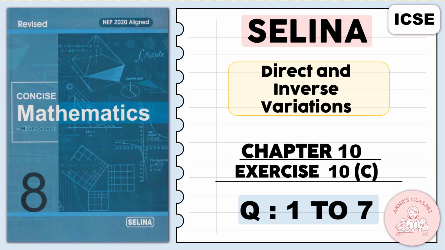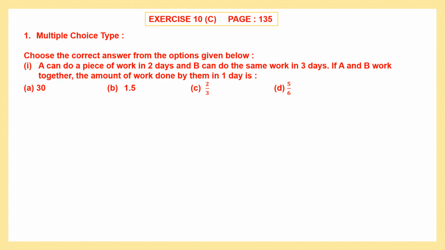Let's do direct and inverse variations. Chapter 10, exercise 10C, page number 135. The multiple choice type. Choose the correct answer from the options given below.